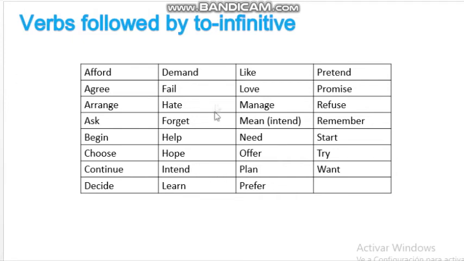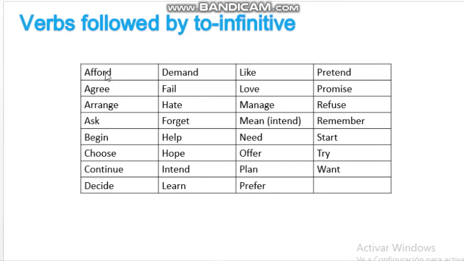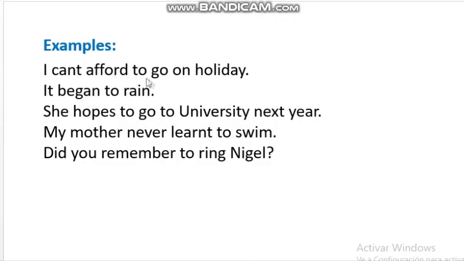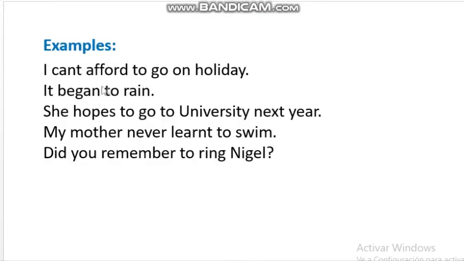Now we are going to see examples with this to infinitive. I can't afford to go. So afford we have in the list. We have afford, so after afford it goes with to infinitive. It began to rain. Began we have in the list. Begin. All these verbs are in to infinitive. After begin, the verb after goes with to infinitive.